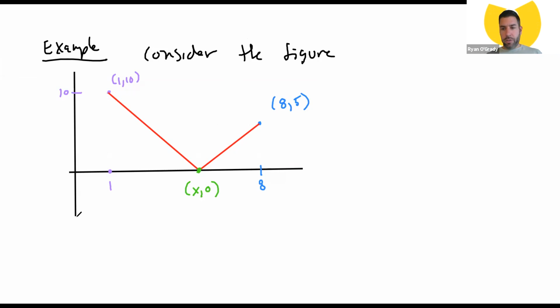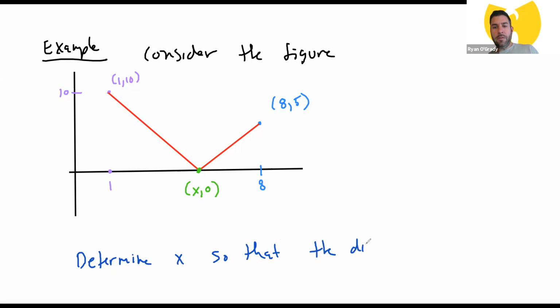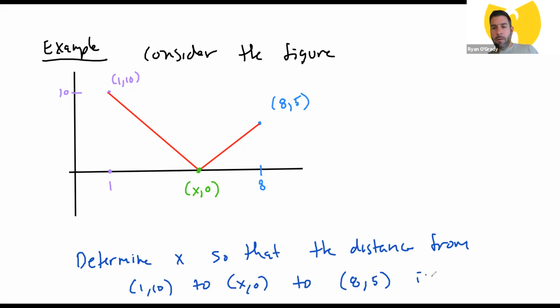So here's the question. What you'd want to do is determine x so that the distance from 1, 10 to x, 0 to 8, 5 is minimized.